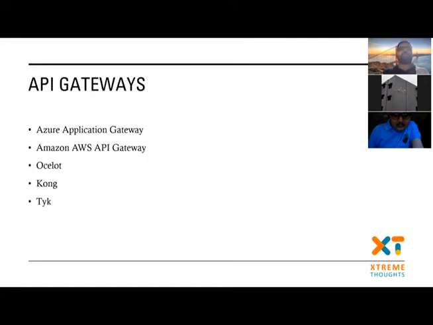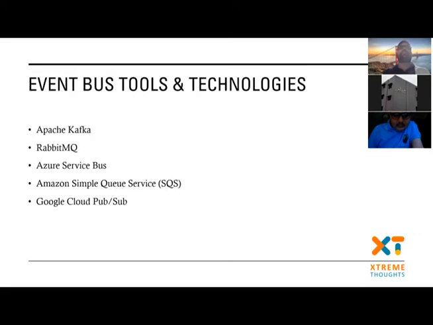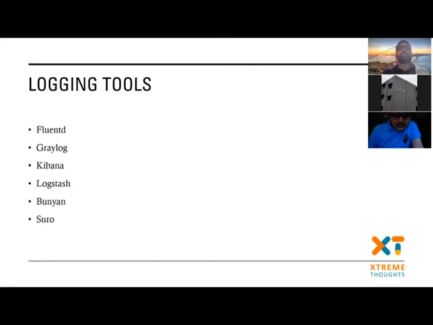Similarly, API gateways, these are a few: Azure Application Gateway, Amazon AWS API Gateway, Ocelot, Kong, TYK. Event bus tools and technologies. So you have Apache Kafka, RabbitMQ, Azure Service Bus, Amazon SQS, Google Cloud Pub/Sub. So these are a few popular technologies for event bus.